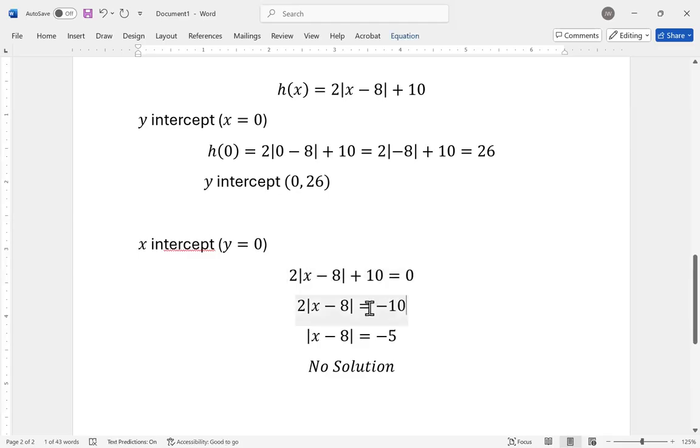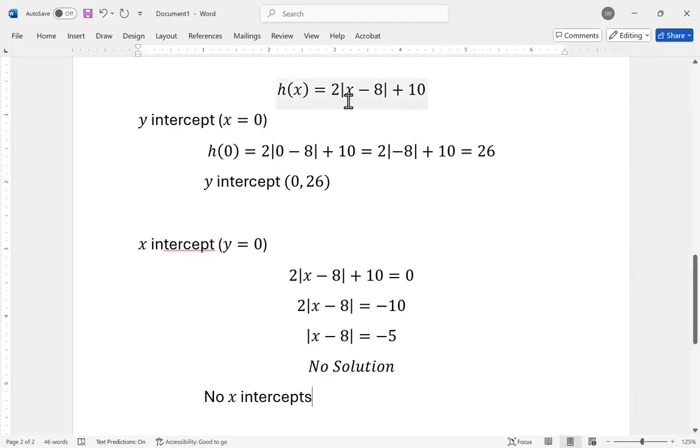And if there's no solution to this absolute value equation, that means that there are no x-intercepts. There's no zeros either. There's no x values which, when you input them, give you out a 0. So no solution to the equation means that there are no x-intercepts. So there we go. That's it.